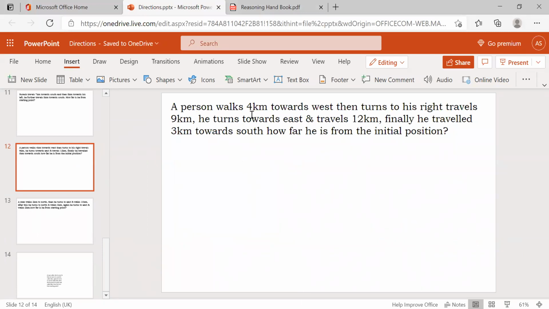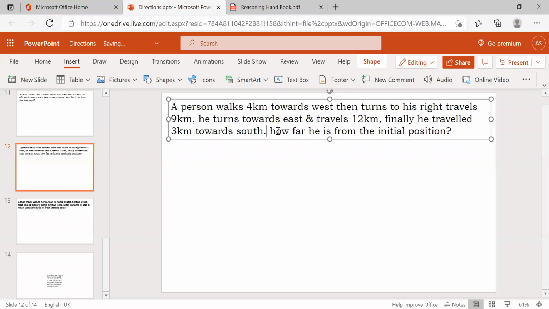A person walks 4 kilometers towards west, then turns to his right, travels 9 kilometers. He turns towards east and travels 12 kilometers. Finally, he traveled 3 kilometers towards south. How far is he from the initial point? So always you just find out this is the initial point. Now, this is north, south, east, west.